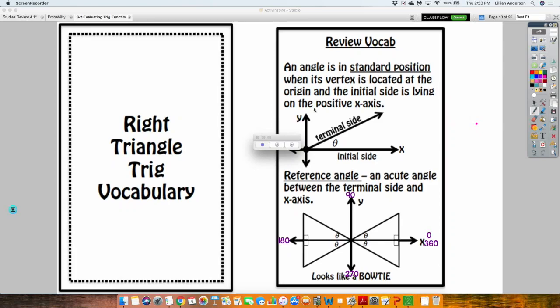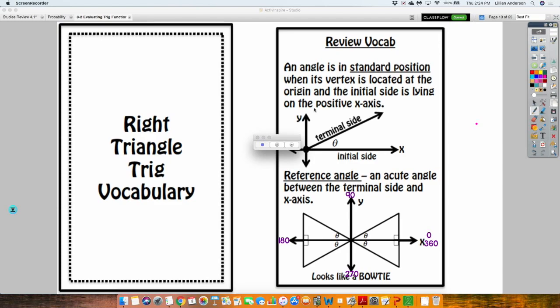So continuing on, using what we know now about the different types of trig functions, we can now use them to evaluate them in different scenarios, okay? So we have this new foldable. Let's talk about a little bit of vocab first before we go forward.